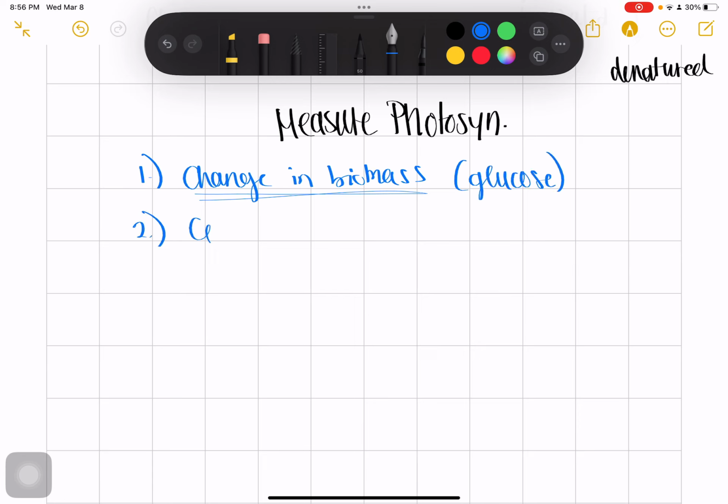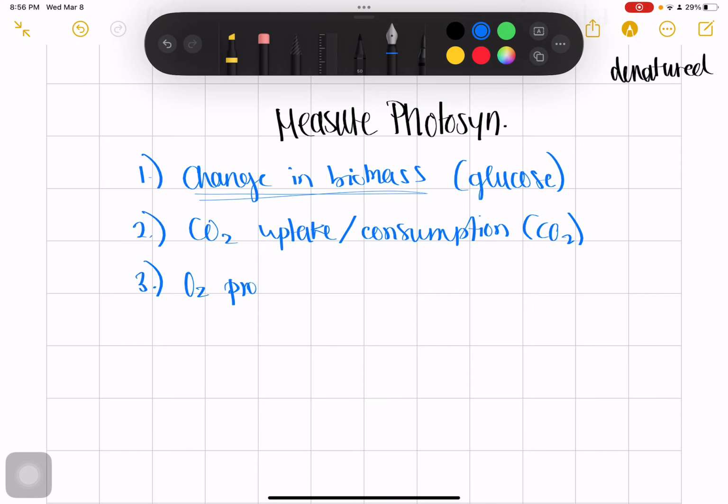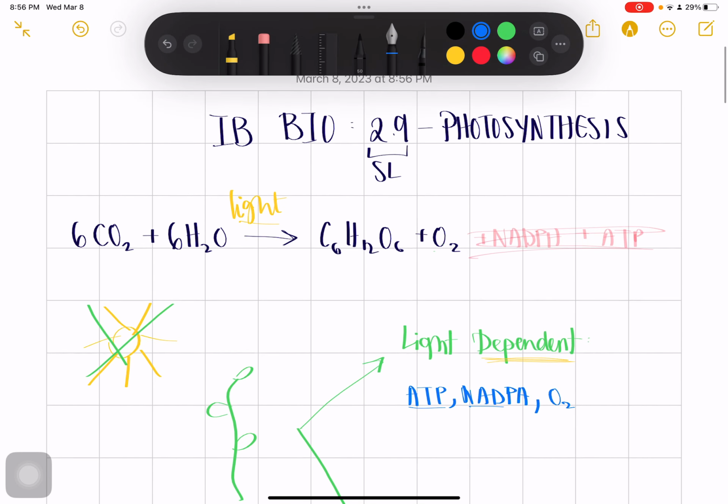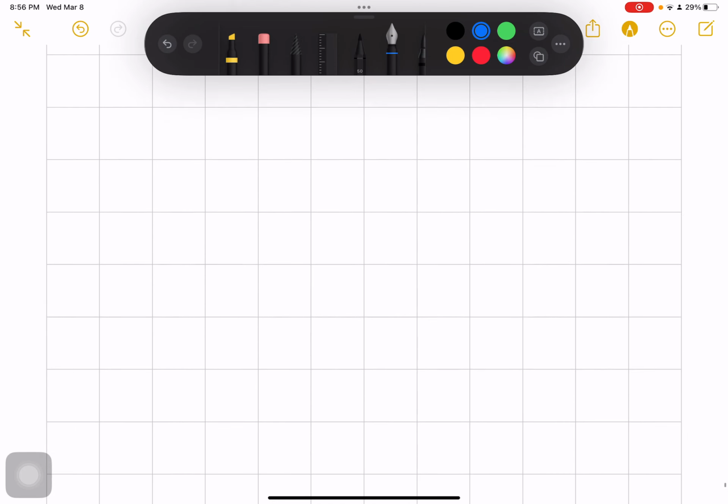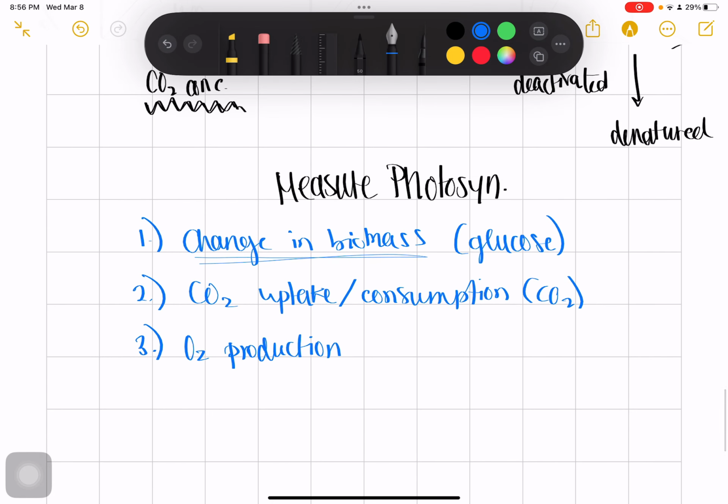Second of all, we have CO2 uptake or consumption. This is basically how much CO2 is being uptaken by the plant to perform photosynthesis. If it's not taking that much CO2, it might mean that it's satisfied, or it might decrease the rate of photosynthesis. It's very interesting to see. And last, there is O2 production. As we reviewed at the beginning, there is O2 as a product of both light dependent and light independent. So it's a very useful thing to track when looking at photosynthesis.